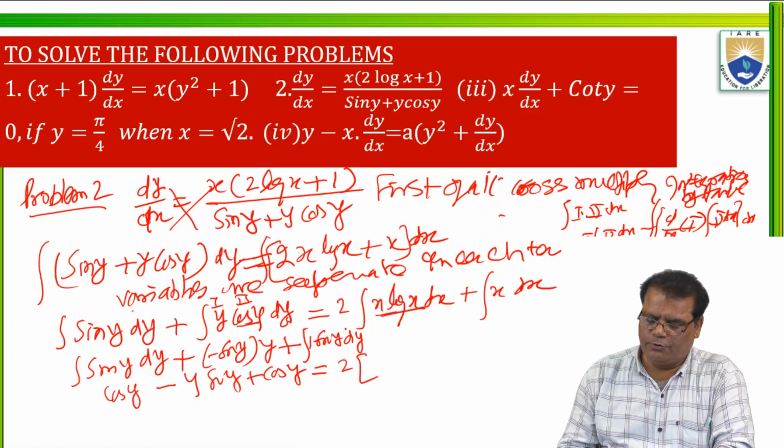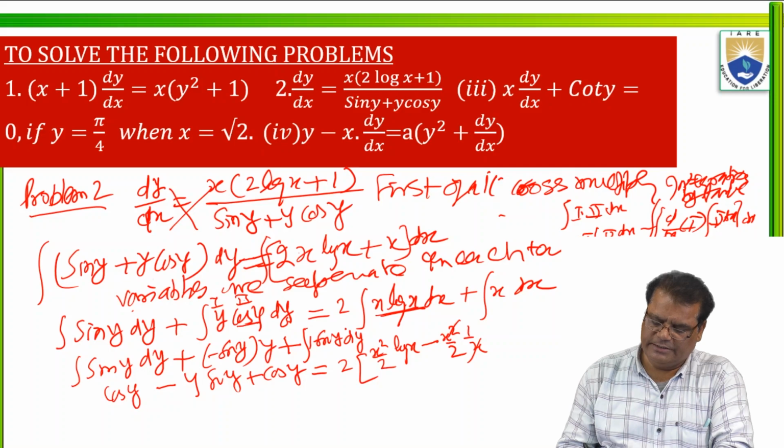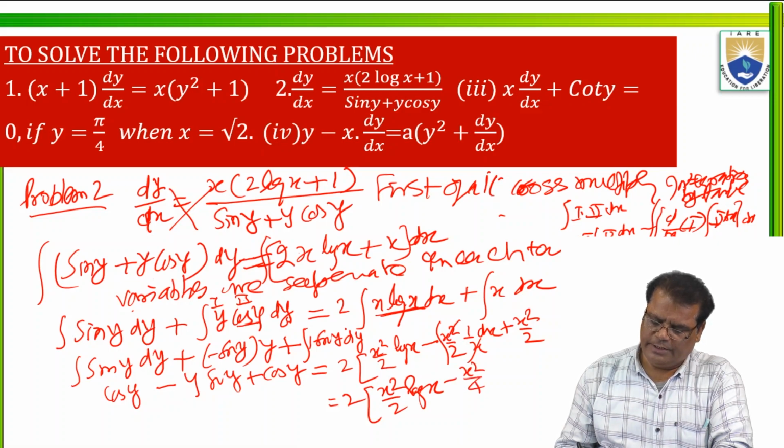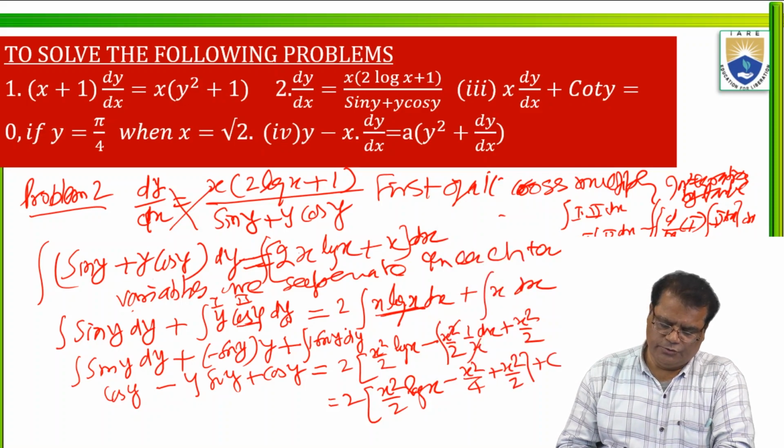Here again apply the product formula with x as constant. Integration of x is x square by 2. Now minus x square by 2 times differential of log x, which is 1 upon x. So integrating again, we get x square by 2 log x, and here x square by 4, and plus c. So this is the solution.